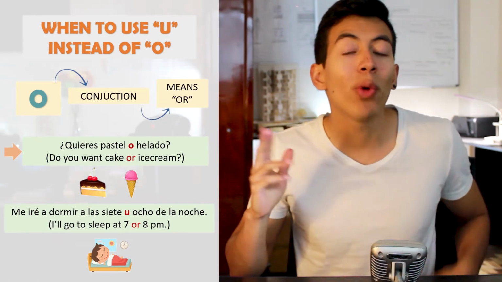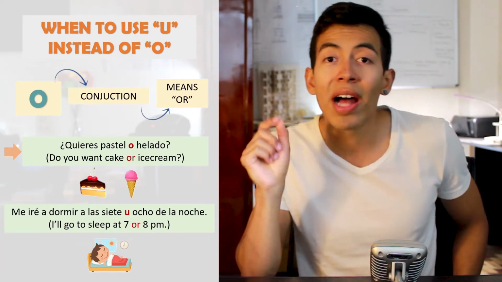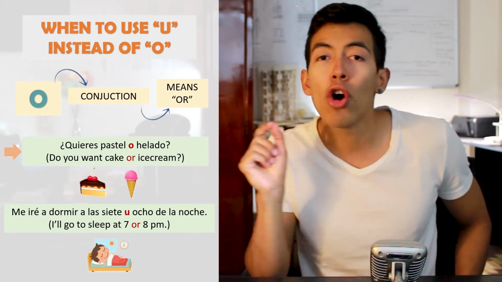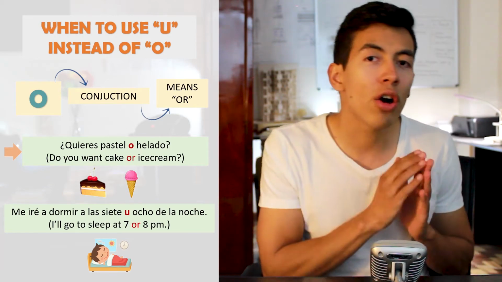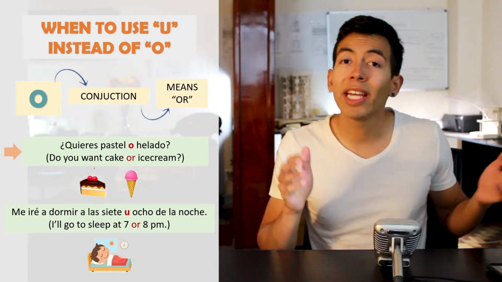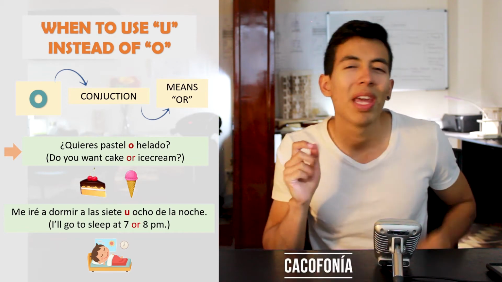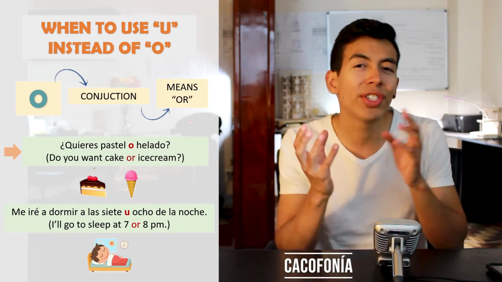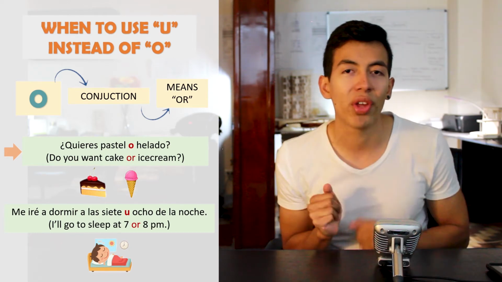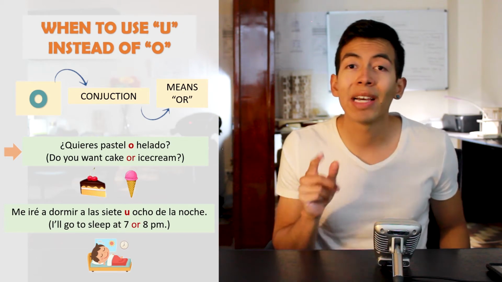Every time that we need to use the word o, but the next word that follows starts with the same sound, the sound o, we have to change the o by u, por la letra u. And it's because in Spanish there is something called cacofonía. It just means that when two words don't sound good together, we have to change something. In this case, o by u, and it sounds better.